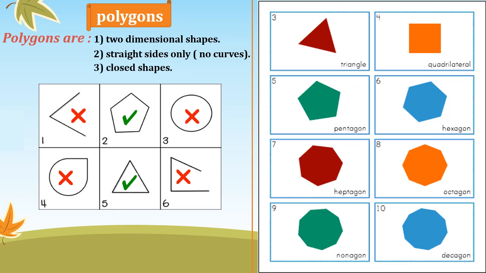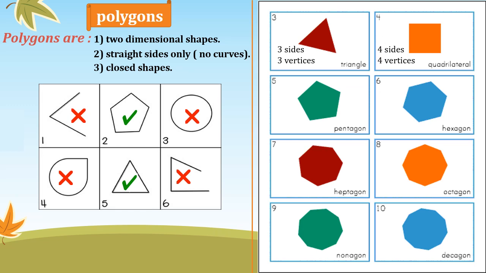Here we have some polygons. We want to count their sides and their vertices and focus well on their names. The first shape is triangle. It has 3 sides and 3 vertices. The second shape is square, and square is called quadrilateral, and we will see later what quadrilaterals are. It has 4 sides and 4 vertices.